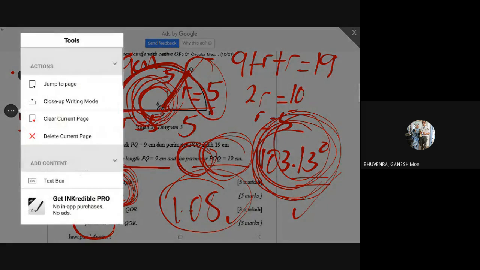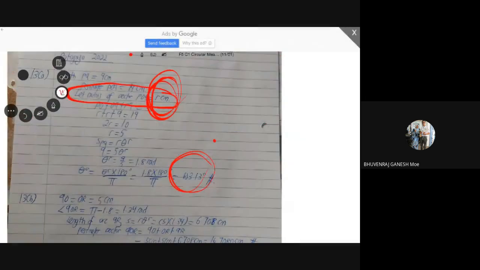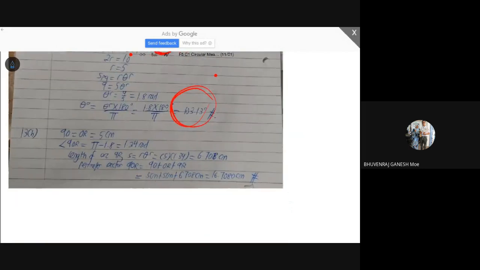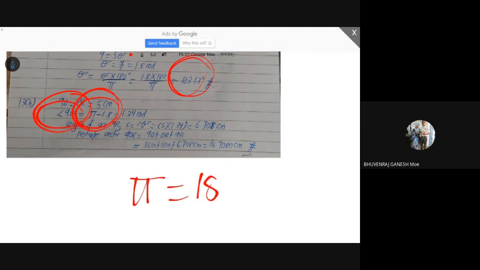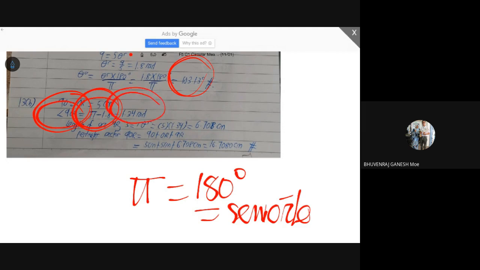Okay, you can see over here. This is the working, how it looks like, for number B. Kalau kamu nak cari sudut QOR tu, if you want to find the angle of QOR, you just take pi minus 1.8. Kamu ambil pi tolak 1.8 saja, because pi is 180 darjah. 180 darjah adalah sudut bagi semicircle. Okay, so pi minus 1.8, kamu akan dapat sudut QOR tu. You will get the angle of QOR.